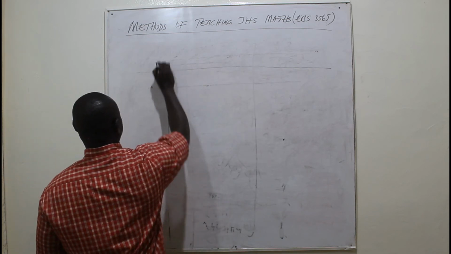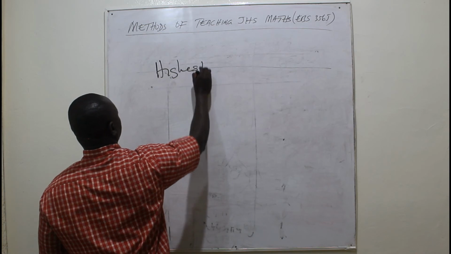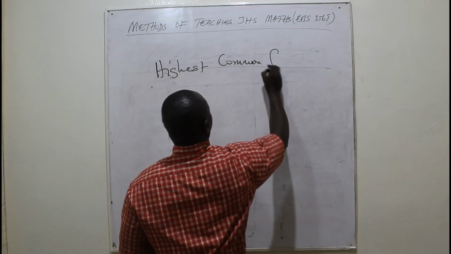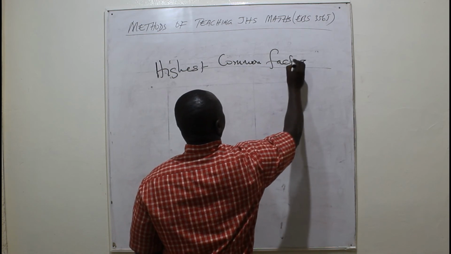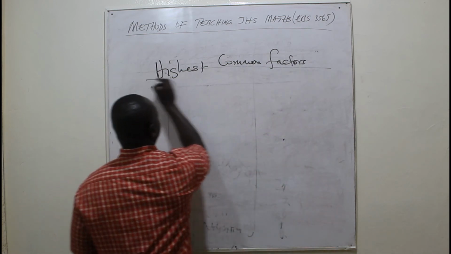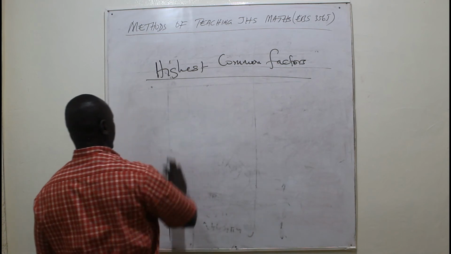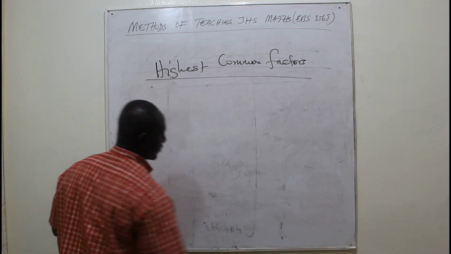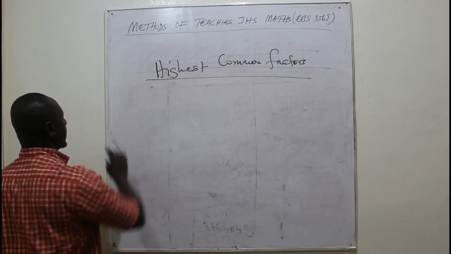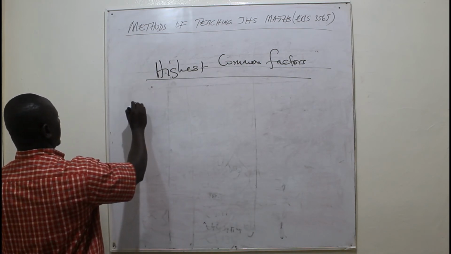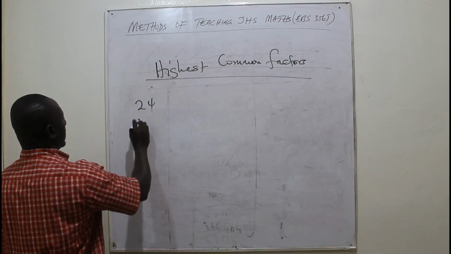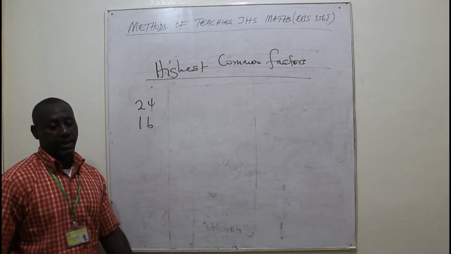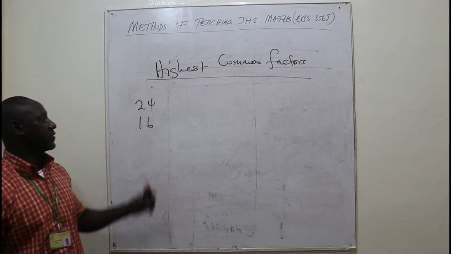Now, we can also talk about highest common factors. And normally we find it between some numbers. So if you want to find the highest common factors, maybe you want to find the highest common factor of 24 and maybe 16. And so what we need to do is that we guide the children to find the factors of the numbers.